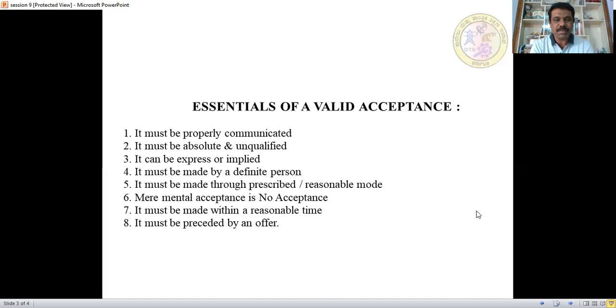Then it must be preceded by an offer. Acceptance comes after the offer. Before an offer is made, the acceptor cannot give his assent, his consent, his acceptance. So offer is first, acceptance is next. Acceptance is always preceded by an offer.